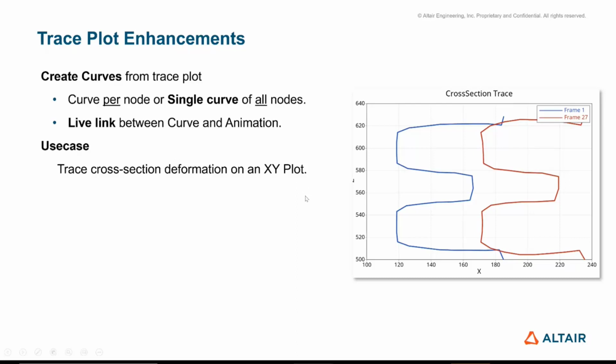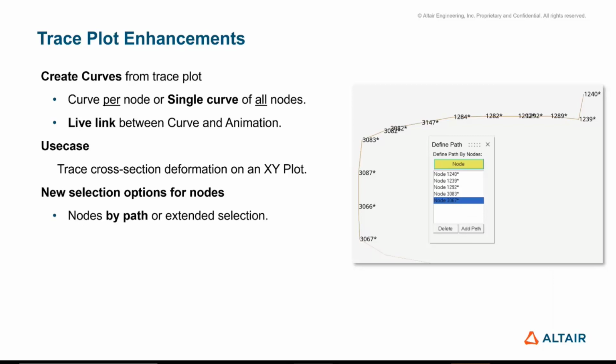And in order to do this, we have also made a few other enhancements, mainly to the selection options in the trace panel. So the first option we have added to the trace panel is the option to multi-select nodes. Until now, in the trace panel, you can select nodes one by one. You didn't have the option to select them by window or by path. Now you have this option to select nodes by path. So you can pick nodes and then it will create a path along those nodes. Or you could use any of the extended selection methods that you're familiar with also.